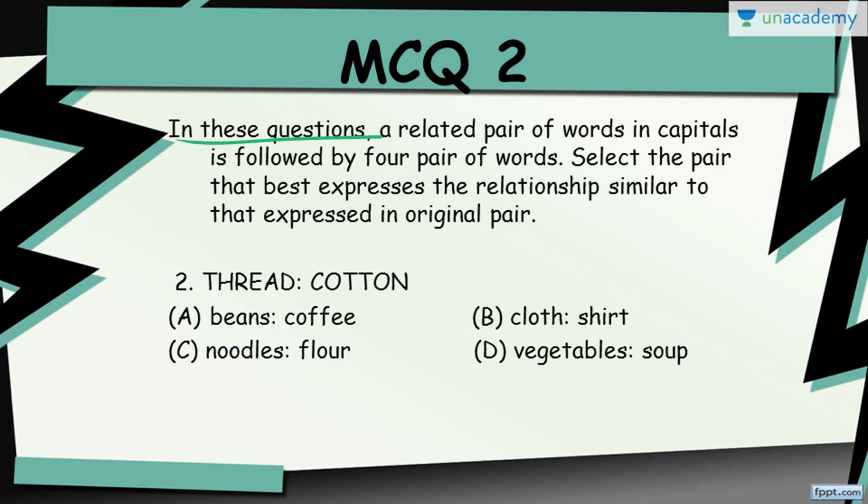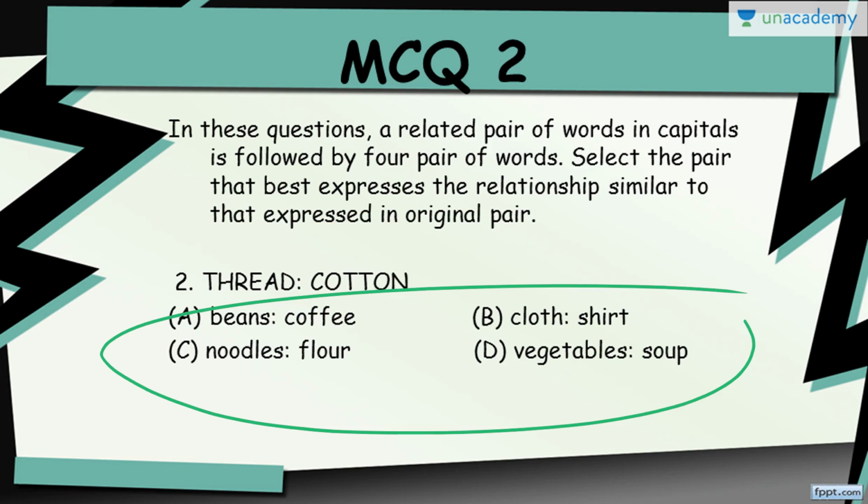Then comes the second MCQ for today. In these questions, a related pair of words in capitals is followed by 4 pairs of words. Select the pair that best expresses the relationship similar to that expressed in the original pair. So there is a relationship between thread and cotton, and you have to search out of these 4 which has the same relationship in the pair of words.